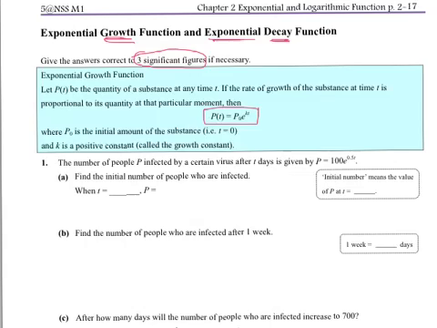Let P of t be the quantity of the subject at a time t, if the rate of growth of the substance at that time t is proportional to the quantity. Okay, first, now this is a function. That means the quantity P changes when t changes. t here stands for time.